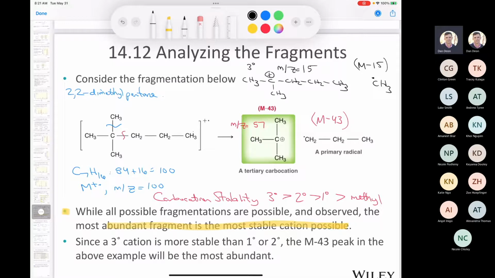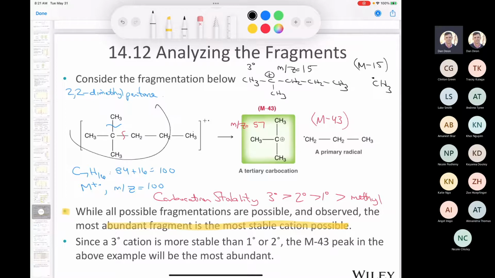Now, this is where some questions can start to pop into your mind. Like your mind is racing, you're trying to learn the subject. Well, do I have to know every single fragment that could happen? No, not necessarily. You need to know what would be the most abundant fragment. So something that would make a tertiary carbocation would be the most abundant fragment.